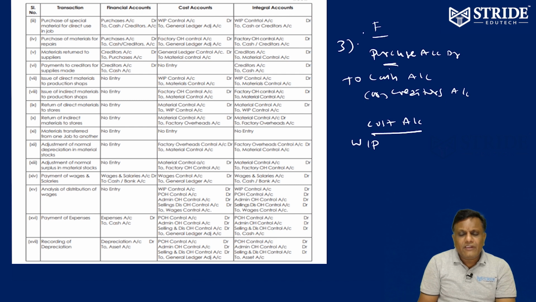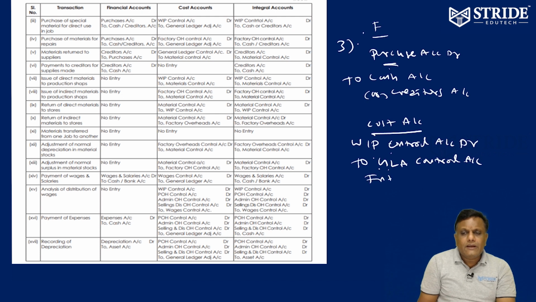In the cost, whenever the direct material, any word about direct material, cost we have to refer only WIP. Either direct material or direct labor or direct expenses, we have to say only WIP. So WIP control account debtor to GLA. General ledger adjustment control account to GLA account. Cash and creditor we are not supposed to use in cost. The general term is GLA control.